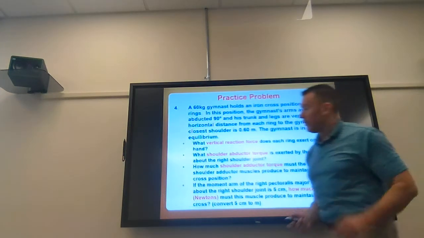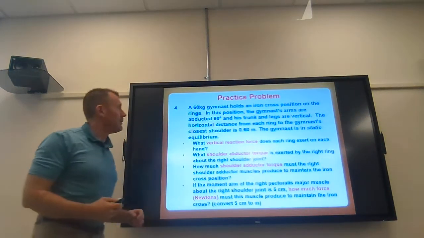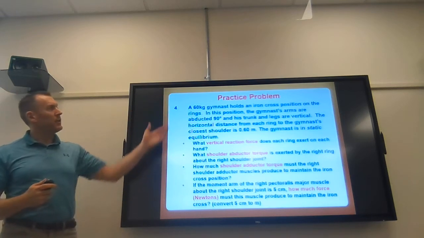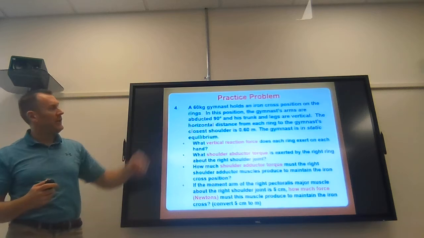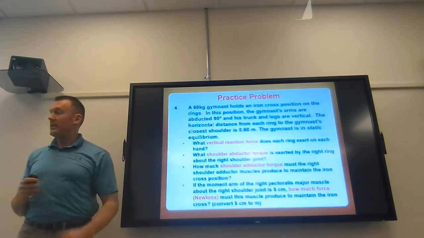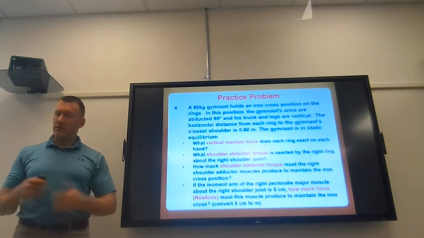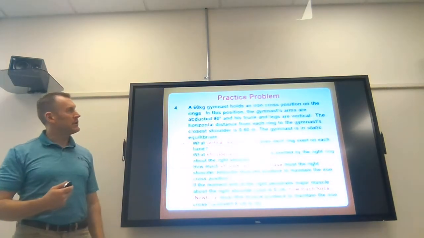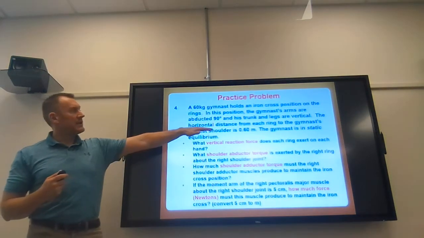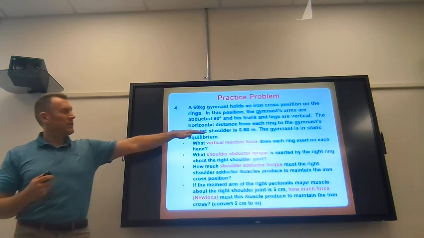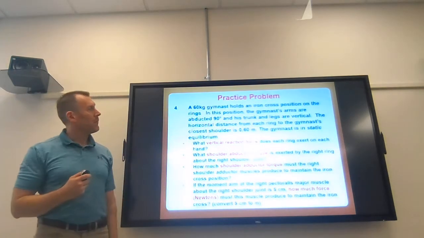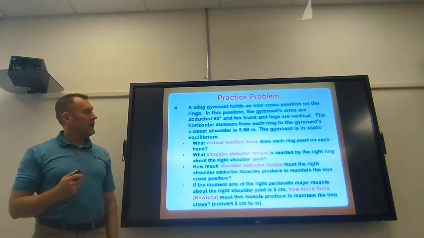Okay, so let's do some solving here. A 60 kilogram gymnast holds an iron cross position on the rings. In this position, the gymnast's arms are abducted 90 degrees. So that's where we have that static position. And his trunk and legs are vertical. The horizontal distance from each ring to the gymnast's closest shoulder is 0.6 meters. The gymnast is in static equilibrium.